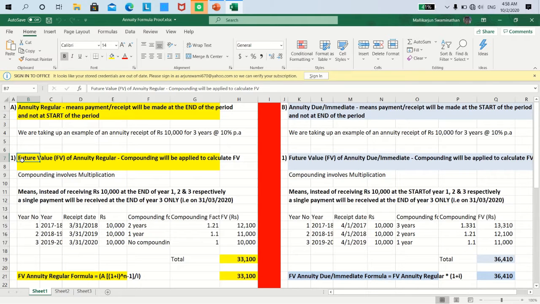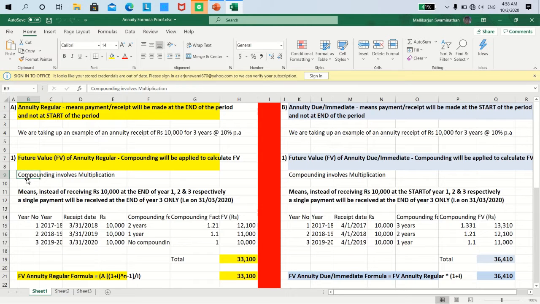so if I need to calculate the 11,000 maturity amount using the principal of 10,000, I will have to use the compound interest formula, okay, which is maturity amount A is equal to P, which is principal, multiplied by (1 plus i) power n. So that is basically compounding, involving multiplication.